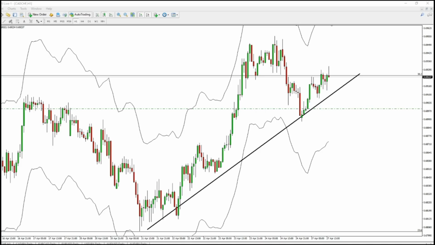So what I'll do now is pause the video and I'll come back, whether it's a few days or a few hours, and we'll give an update on this trade. This is more of a swing trade, so we'll give it some time to play out and we'll see how it goes.